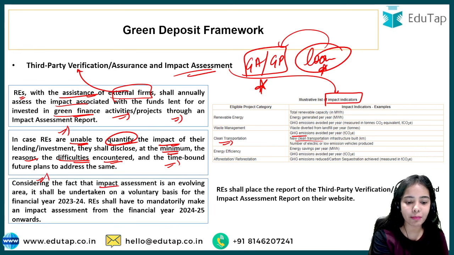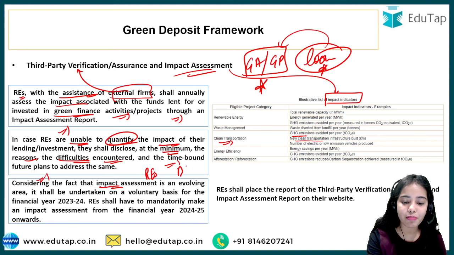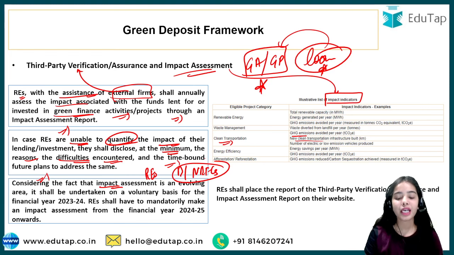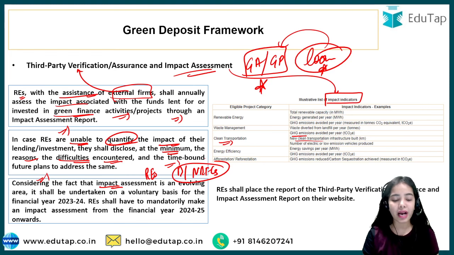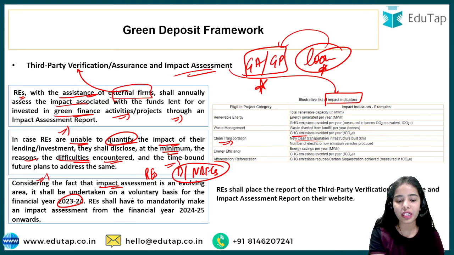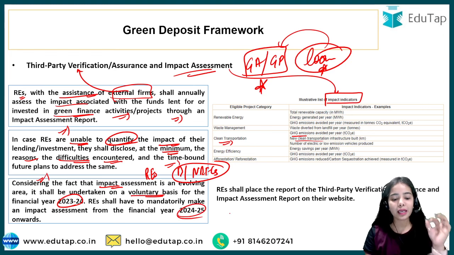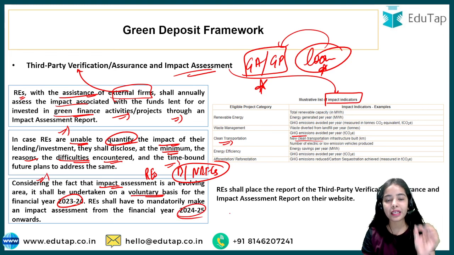Considering the fact that the impact assessment is an evolving area, and the regulated entities, that is the banks and the NBFCs, will need some time for this impact assessment. They will need some time to understand it. For the current financial year, the impact assessment is on a voluntary basis, but from the next financial year 24-25, the impact assessment has to be done on a mandatory basis.